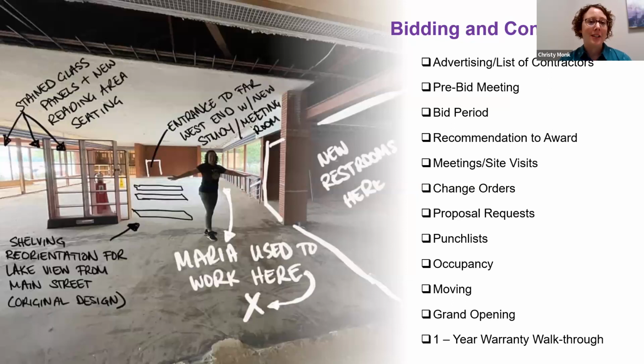So I can't stress this enough. You have a 1-year, like all-inclusive bumper to bumper warranty here. So let's make sure that any items that are a concern or an issue are noted within that 1-year period.